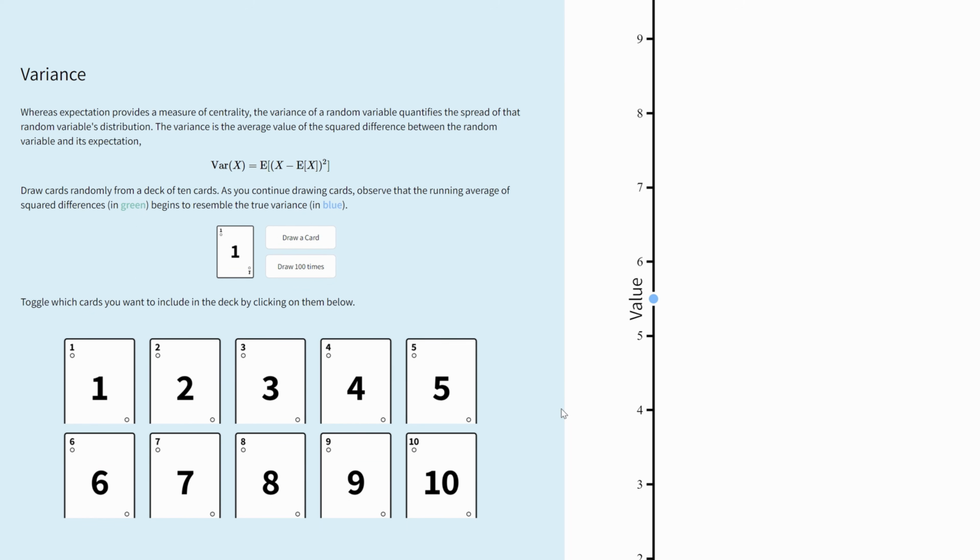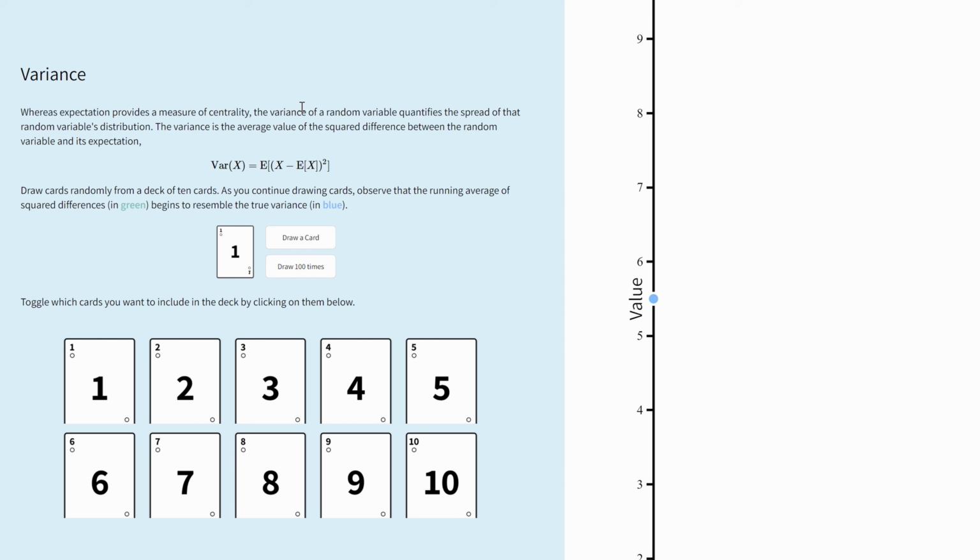This is cool as well. Simple, straightforward. It's a loaded dice. What's the expected value? Right, let's keep going. Variance. All right, so this is starting to get into slightly more advanced concepts. Whereas expectation provides a measure of centrality, the variance quantifies the spread of that random variable's distribution. So that was saying, what are the possible values, and how spread out are they? The variance is the average value of the squared difference between the random variable and its expectation.